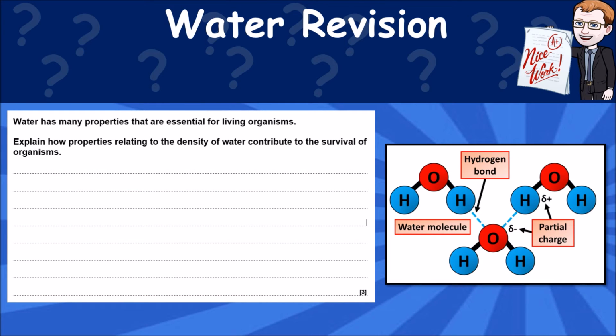So we look at a few questions. This one talks about how water has many properties that are essential for living organisms. Explain, the big important bit there is the explain part, how properties relating to the density of water contribute to the survival of organisms.